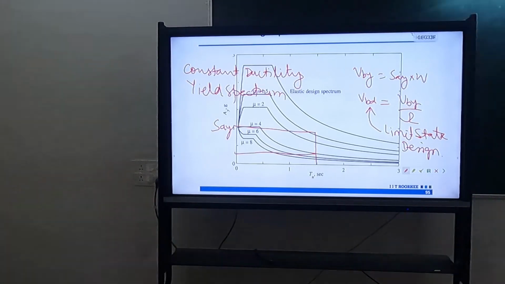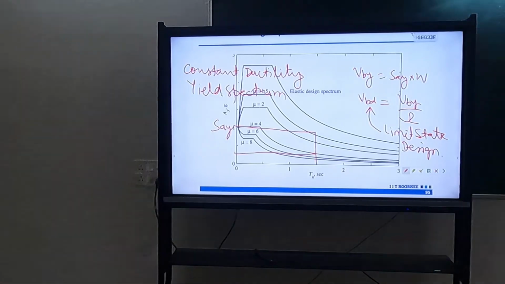Sir, for getting ductility equal to 2, first I have to design my building, providing reinforcement and all. Then I will make ductility equal to 2. Now that ductility equal to 2, I will make the base shear at yield, VBY. That means for that ductility, this much force I should design for. I have designed for ductility, that's why I am getting a value of 5.